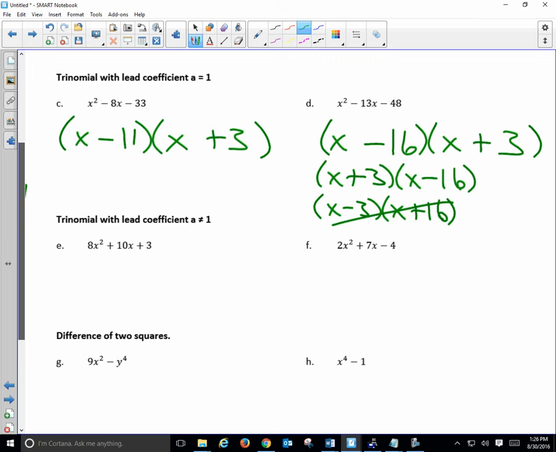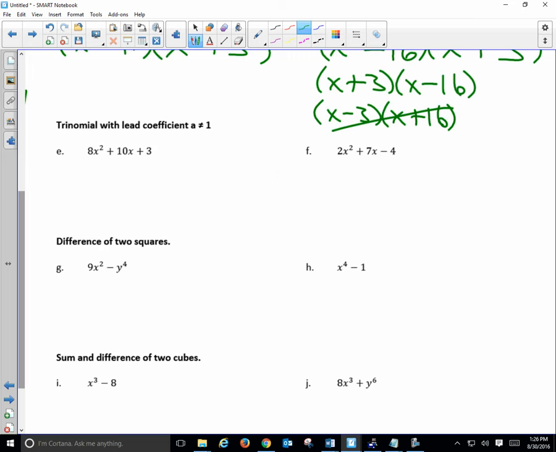What if you have a lead coefficient different than 1? In this case, I have 8. You have two options. You can guess and check, or you can use what is referred to as the AC method. So I'm going to guess and check. I have 8x and x, or I have 4x and 2x. And the 3 is a 3 and a 1. And I don't really like the 8x and the x. I get 24x, or I get 8x. I don't really like those. It doesn't look like it's going to result in 10x. So let me choose my 4x and my 2x.